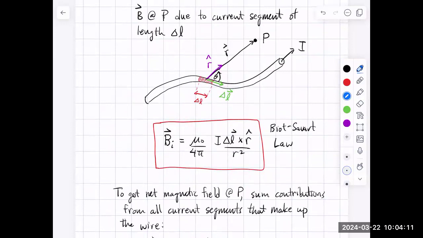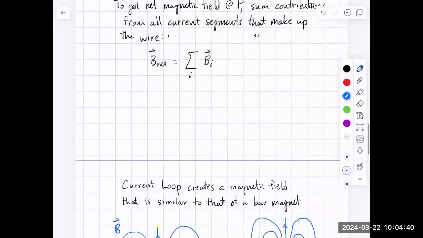In general, we wouldn't really want to know the magnetic field just due to one little section of the wire. We'd want to know the magnetic field at P due to the entire length of the wire. To do that, imagine dividing the wire up into a bunch of short little segments of length delta L. Then you apply the Biot-Savart law for each of those segments, and you add them up as vectors at the end. That's what you'd have to do, and we're going to do an example of that today.